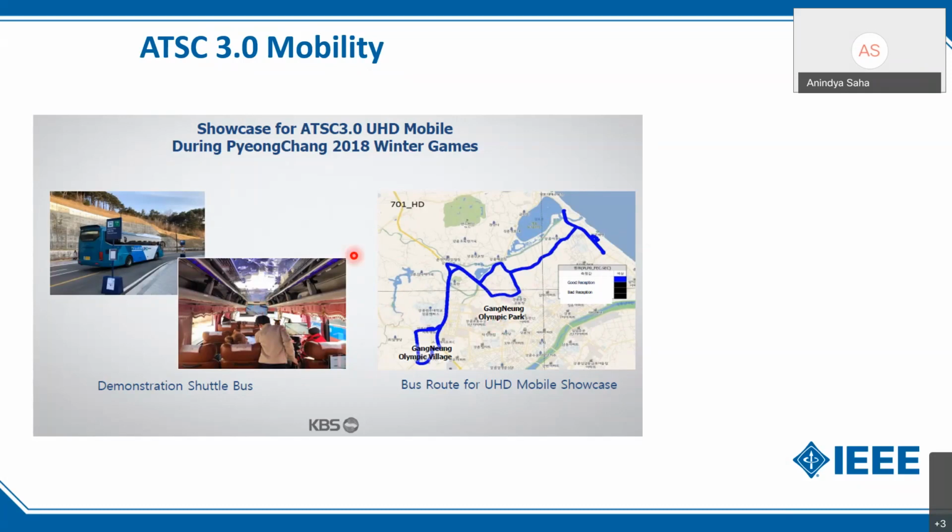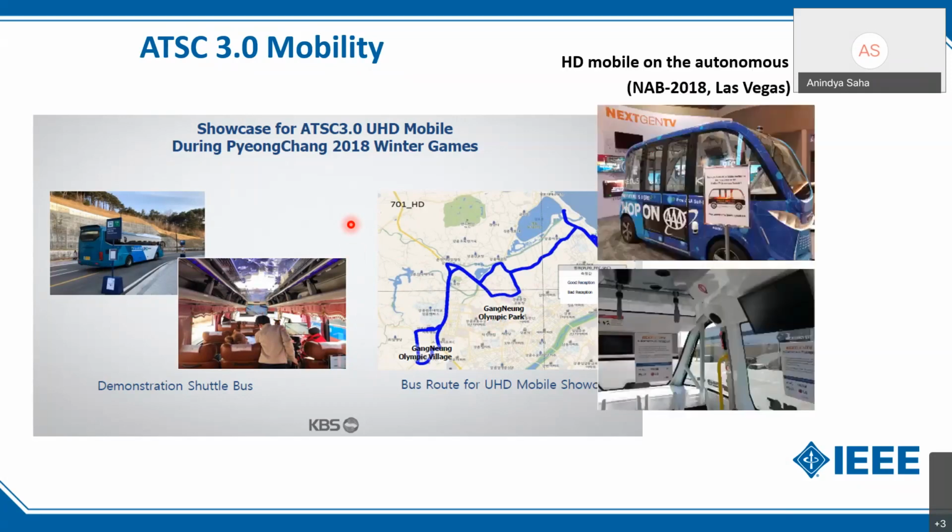What it was showing was that even when this was mobile, the ATSC 3.0 reception was pretty good. This was followed later at NAB, where a similar kind of demo was held, with an autonomous vehicle which would go around a transmitter antenna put somewhere on the hills, and the reception was pretty robust. So these two demonstrations were to show the mobility, how capable ATSC 3.0 is in terms of mobility aspects.